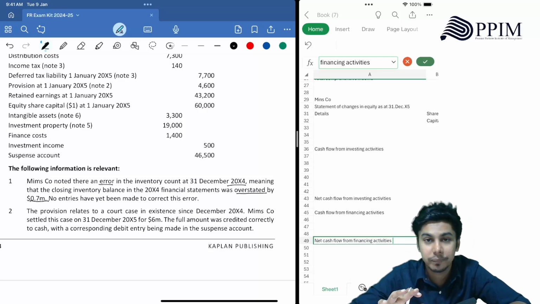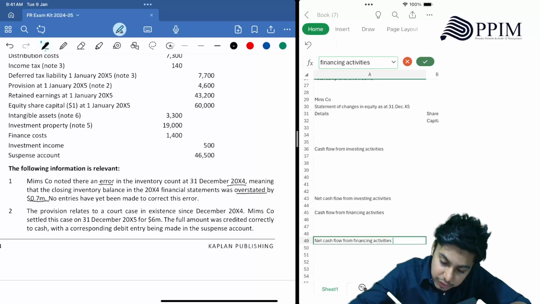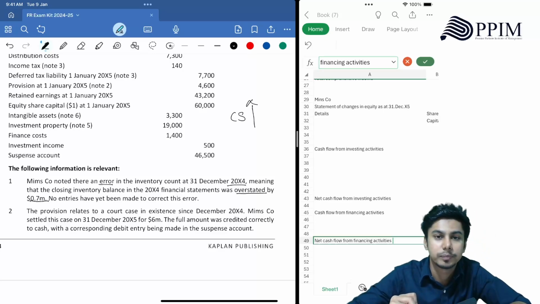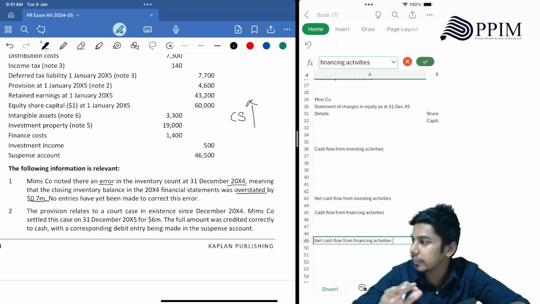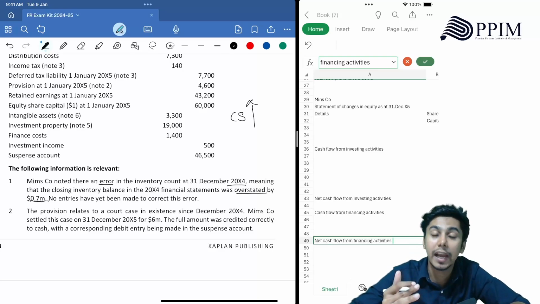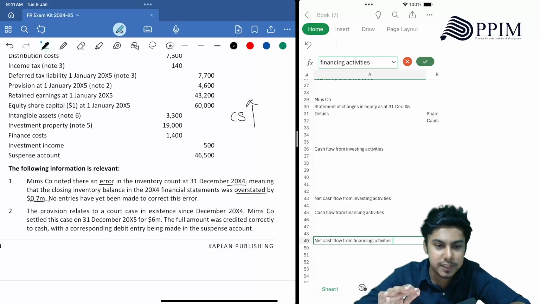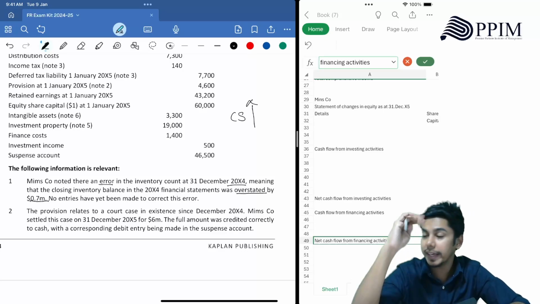Think. Last year, closing inventory, they have put more. So from the last year closing inventory, what should I do to correct this? Should I add or subtract? If they have put more, we have to subtract. Exactly, we have to subtract. They have overstated.